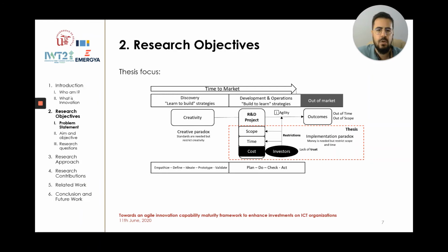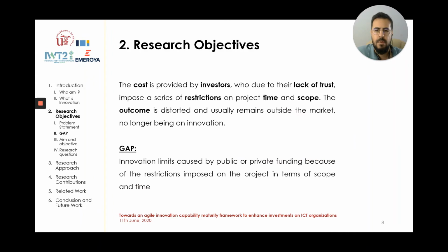Restrictions are usually caused by lack of trust and understanding of the innovation process by investors. Most studies focus on the first part of the problem, creative paradox, defining reference models, standards, or capacity assessment systems. Problem caused by the need for funding has not been considered. This often interrupts or distorts the innovative process, leaving discovery results unexecuted or outside their time to market. Most studies focus on the relationship between frameworks and creativity, ignoring the relationship between resources and discovery execution.